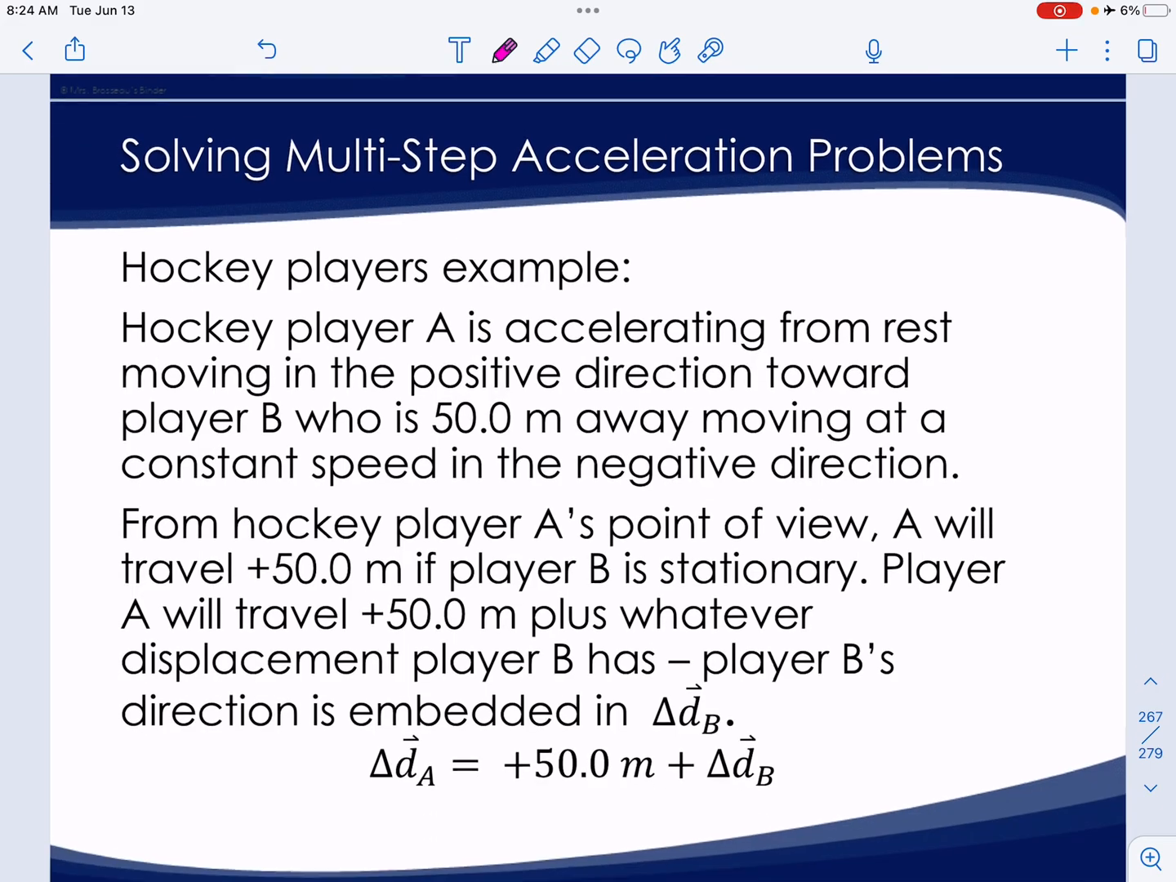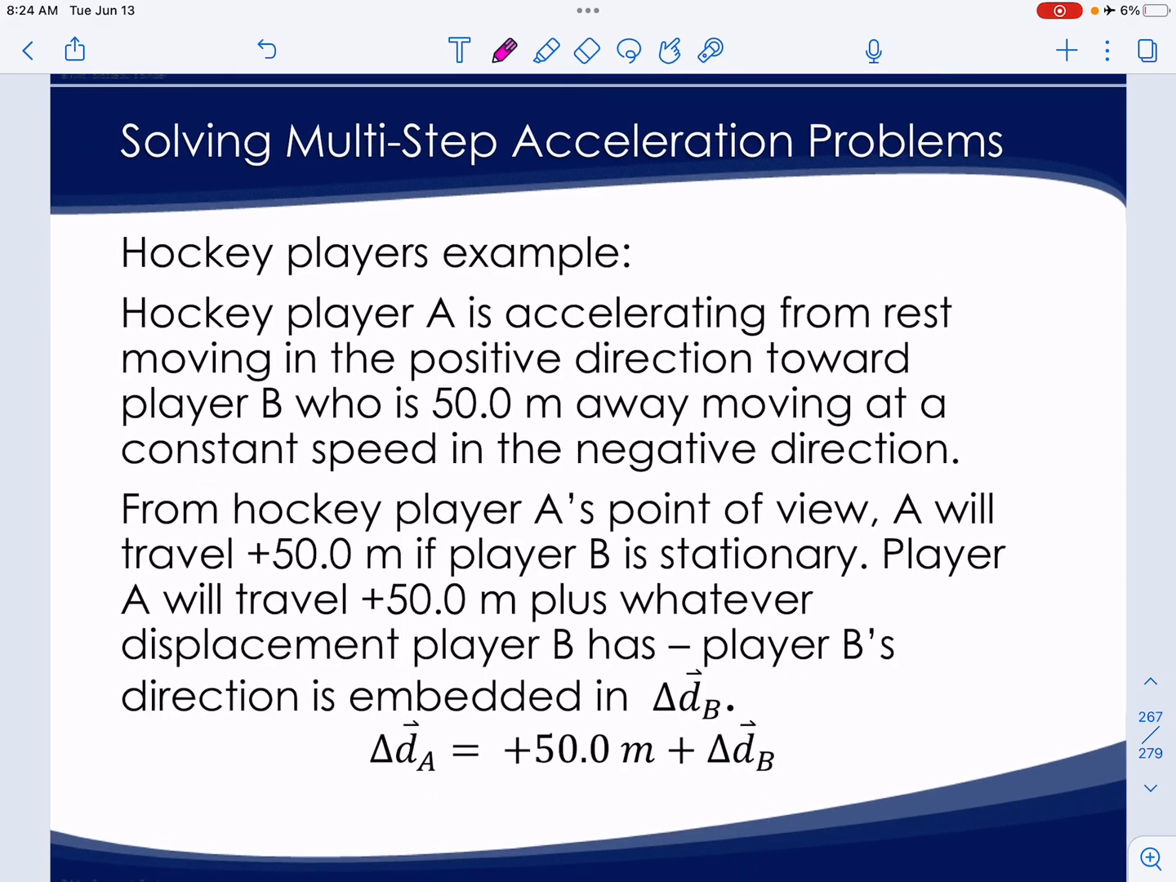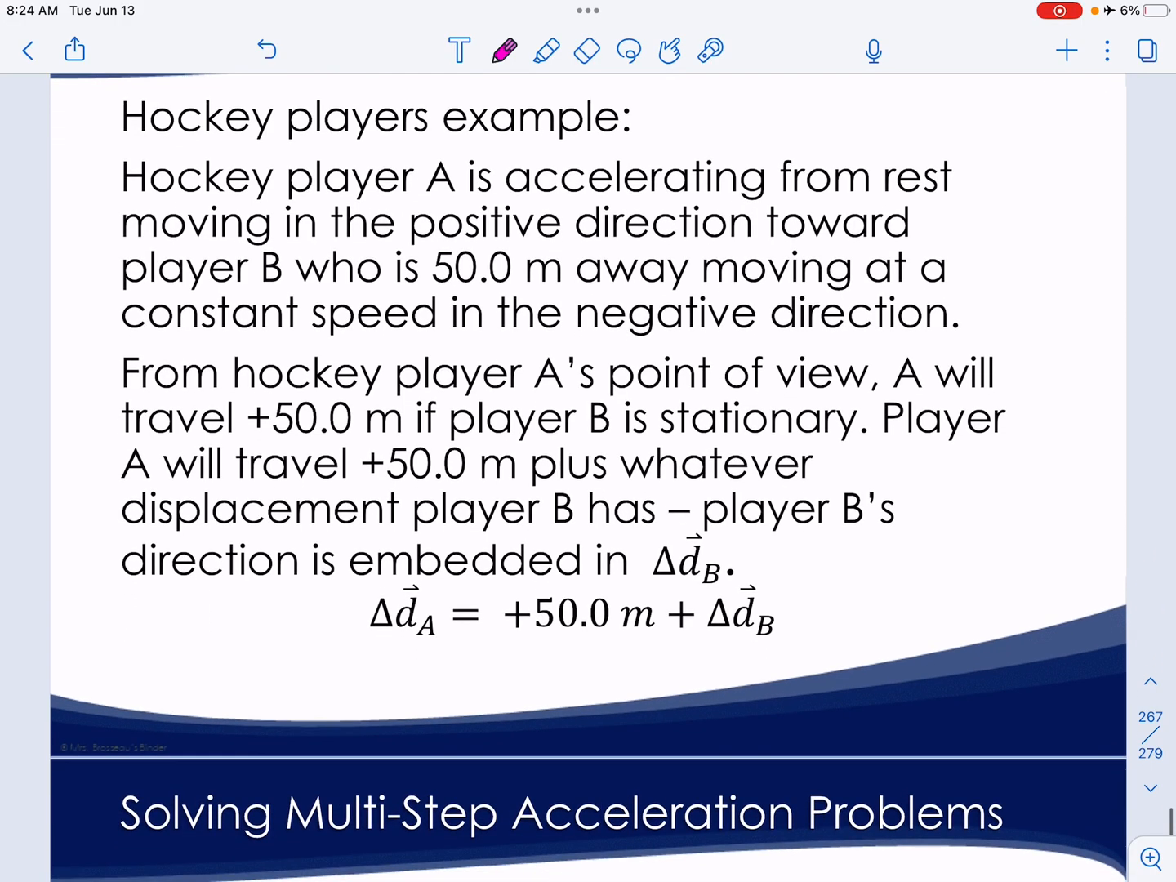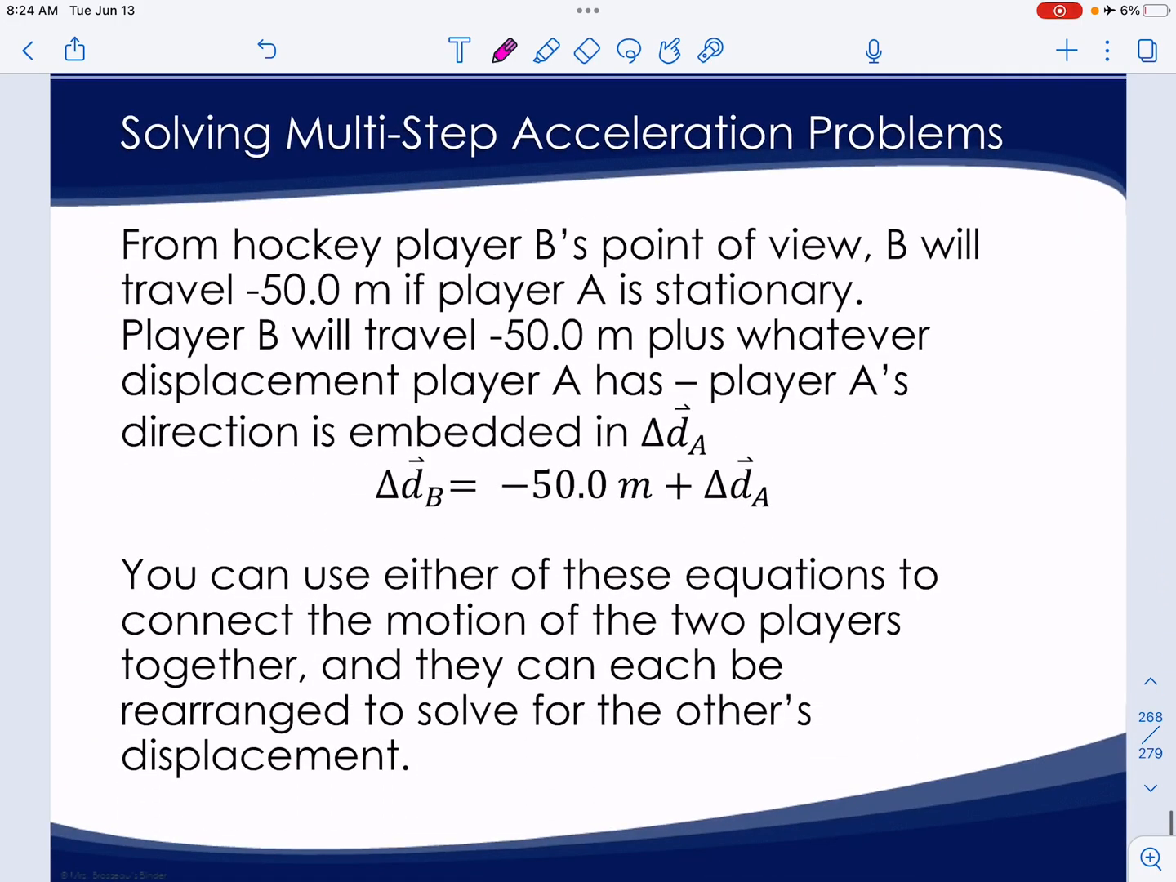Hockey player example. Hockey player A was accelerating from rest, moving in a positive direction towards player B, who is 50 meters away. From hockey player A's point of view, A will travel plus 50 meters if player B is stationary. Player A will travel plus 50 meters, plus whatever displacement player B has, which is negative, right? From hockey player B's point of view, B will travel negative 50 meters if player A is stationary. Player B will travel negative 50 meters plus whatever displacement player A has.